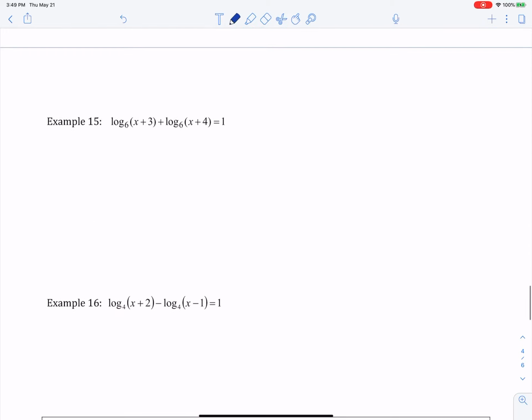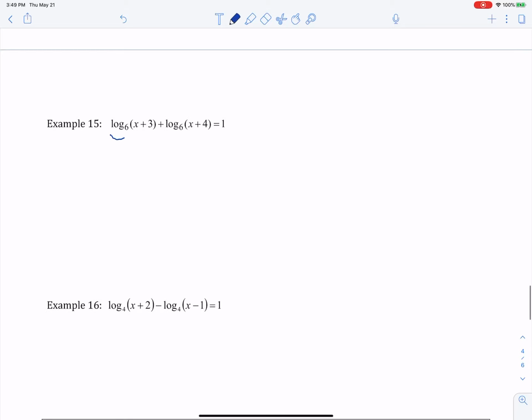For question 15, again we have two logarithms, so we need to combine them in a single logarithm using the product property of logarithms. So logarithm base 6, multiply the arguments, x plus 3 times x plus 4. Make sure that the logarithm taken of both of those is equal to 1, and then convert to exponential form. Always start from the base. 6 powered by 1 is equal to this product, and now start multiplying.